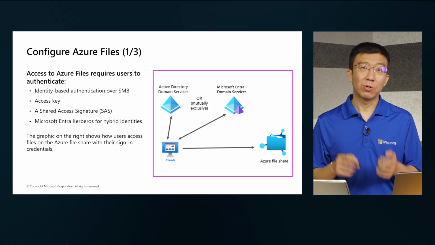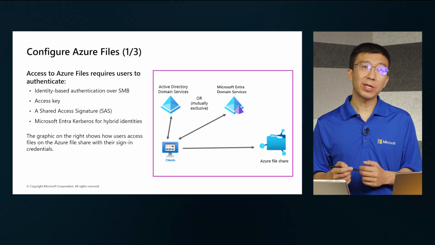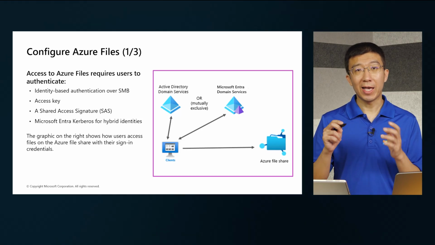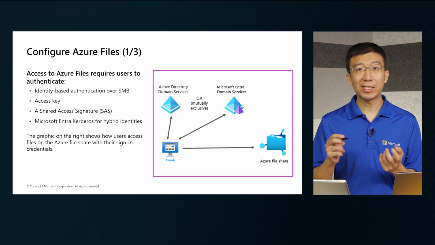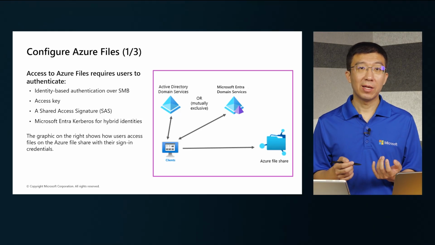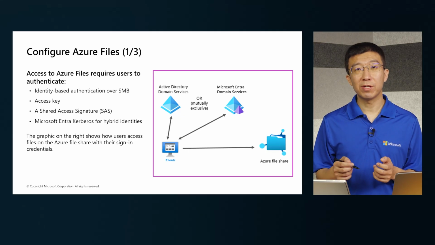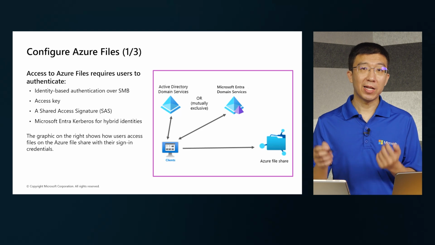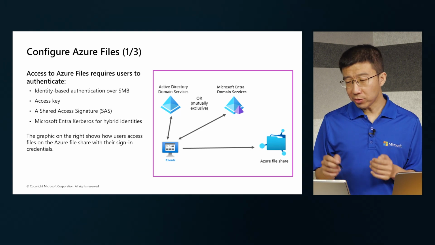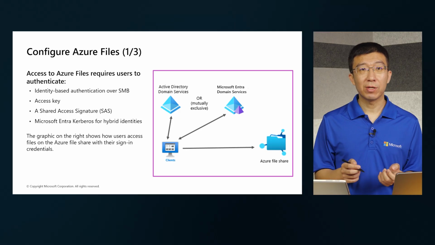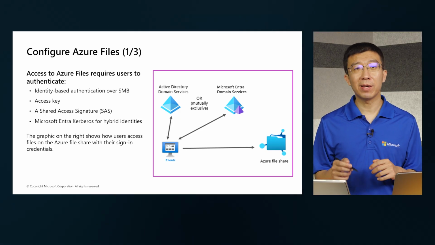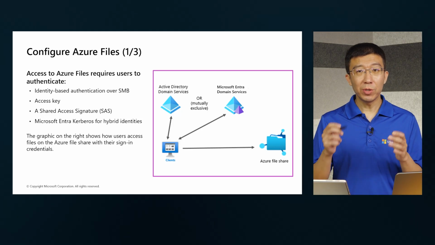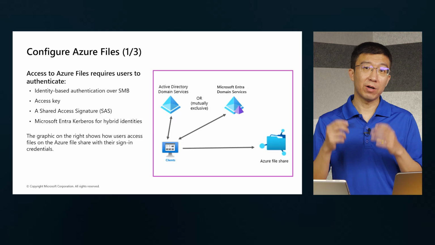Access to Azure Files requires authentication. You can use identity-based authentication over SMB, access key, shared access signature, SAS, and Microsoft Entra Kerberos for hybrid identities. In the diagram on this slide, we can see that when a user accesses Azure Files, authentication is handled by Microsoft Entra Domain Services, or AD DS, which issues a Kerberos token for authentication.